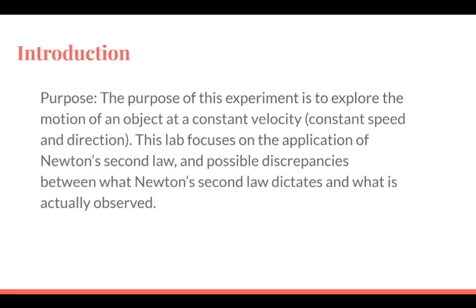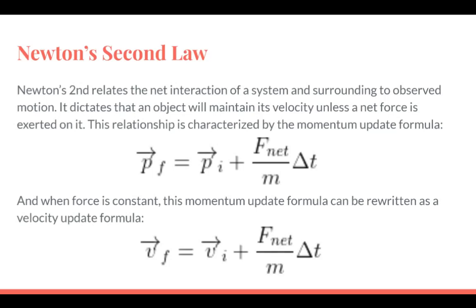The purpose of this lab was to explore the motion of an object at constant velocity, which is a constant speed and direction. This lab focuses on the application of Newton's second law and possible discrepancies between what Newton's second law dictates and what is actually observed. Newton's second law relates the net interaction of a system and surroundings to observed motion. It dictates that an object will maintain its velocity unless a net force is exerted on it.